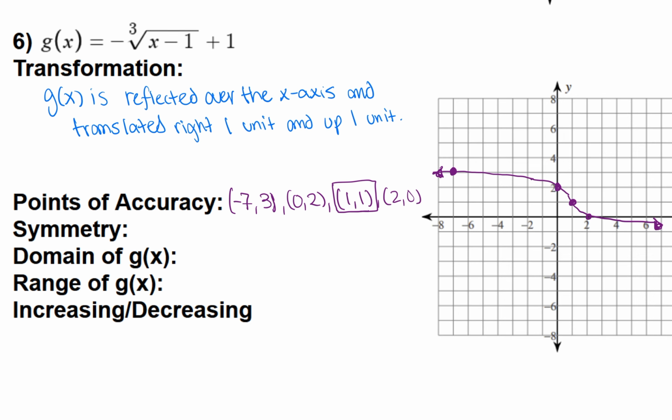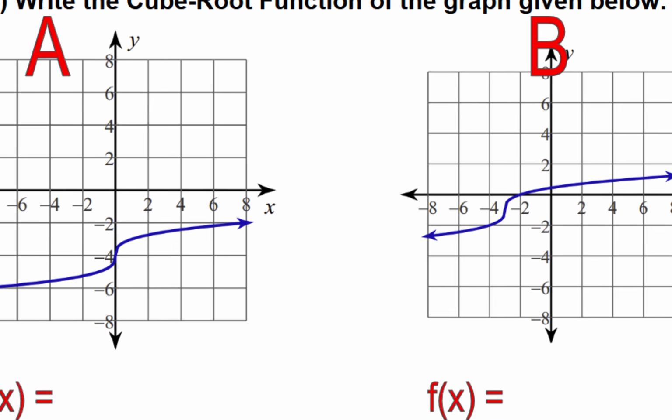Okay, now for the axis of symmetry, it's located at x is equal to 1, the x-coordinate. The domain will be from -infinity to +infinity. The range will be from -infinity to +infinity as well. And this function will be considered to be decreasing. Why? Because there is a negative symbol right there. Let's go ahead and continue to problem number 7.